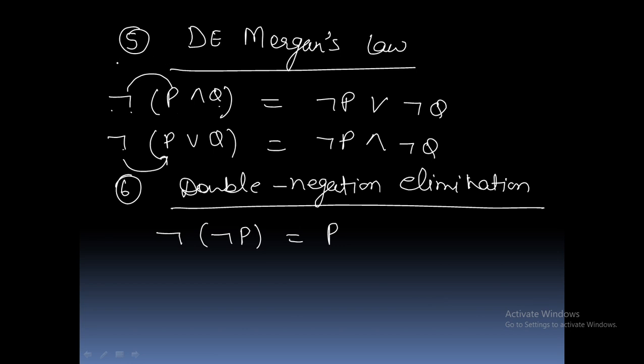Now the next law is De Morgan's law. In this law, the negation of (P and Q), when we open it, we can write like this: negation P or negation Q. Similarly, negation of (P or Q) is negation P and negation Q. This is De Morgan's law. Now next is double negation elimination. In this law, when we take the double negation of any statement, the result will be the same statement, meaning negation of negation will be positive.